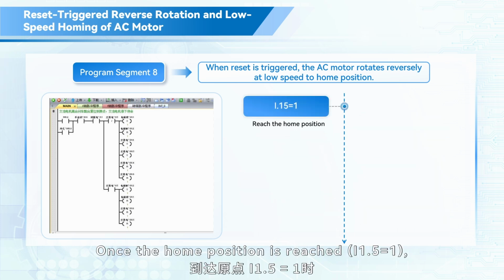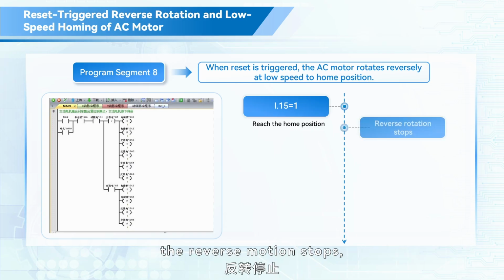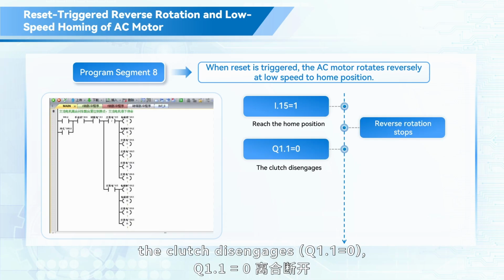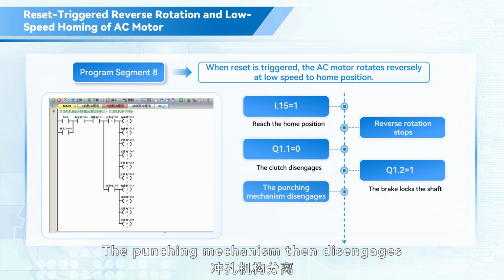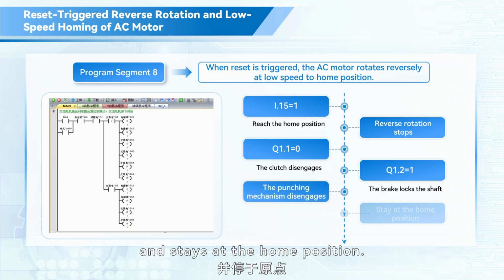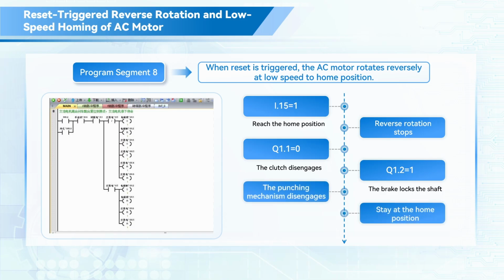Once the home position is reached, I1.5 equals 1. The reverse motion stops. The clutch disengages, Q1.1 equals 0. And the brake is activated, Q1.2 equals 1, to lock the shaft. The punching mechanism then disengages and stays at the home position.